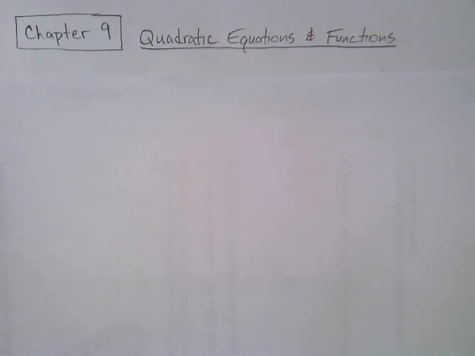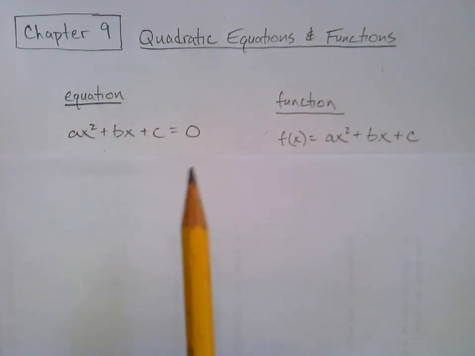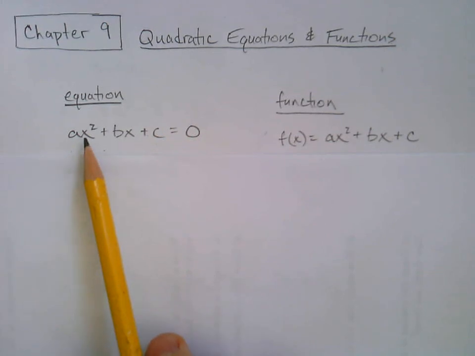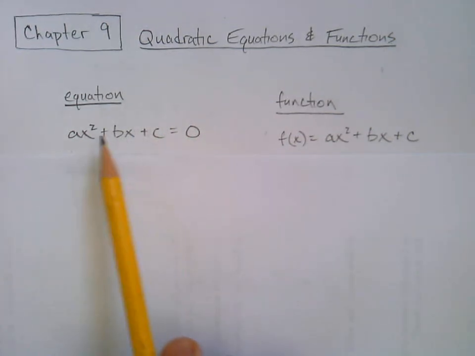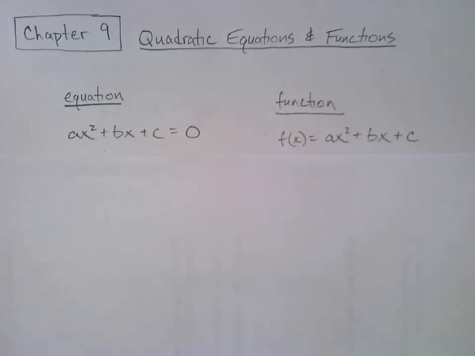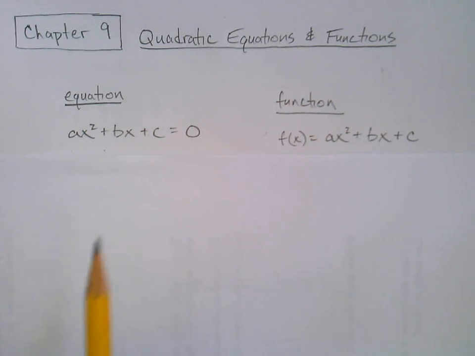What is a quadratic in the first place? And I'll show you both types. An equation will look like what's here on the left. So a quadratic takes this form, ax squared plus bx plus c, and for the equation we just say that it equals 0. The goal here is to solve.